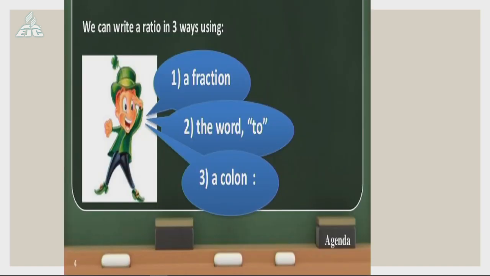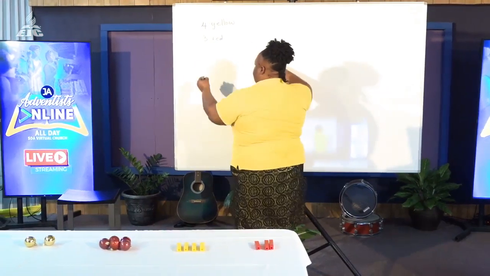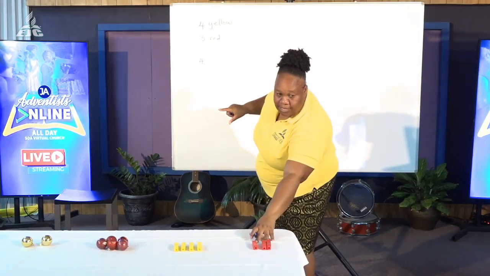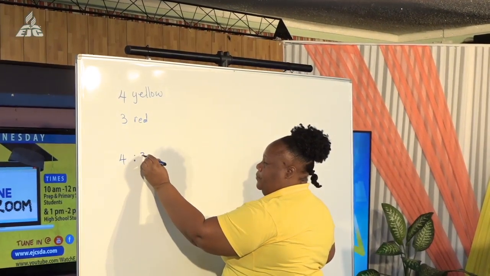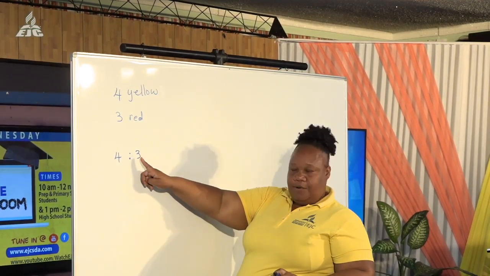We can write a ratio in 3 ways. First, we can write a ratio as a fraction. Second, using the word to. And 3, using a colon. We have the ratio 4 yellow balls. So we are going to write 4 yellow balls to 3 red. So we're going to use it with the colon. 4 to 3. So this is one way we write ratio with the colon.